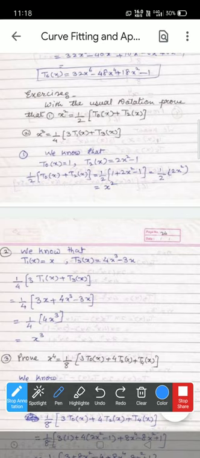Next is T1 of x and T3 of x. So T1 of x is equal to x, T3 of x is equal to 4x cube minus 3x. Then 1 by 4, 3 T1 of x plus T3 of x. ये आपको पहले ये वैल्यूज मालूम करके फिर करना है, कितने मार्क्स के लिए आया उस पर डिपेंड करता। So 1 by 4, 3 into T1 of x, which is x, plus T3 of x, which is 4x cube minus 3x. So 1 by 4 into 4x cube, that is x cube.